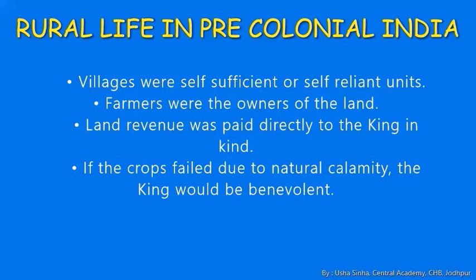If the crops failed due to natural calamity or the failure of monsoon, the king would be kind enough to reduce the land revenue or cancel it altogether.